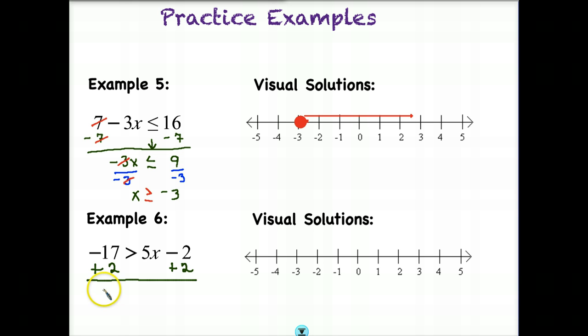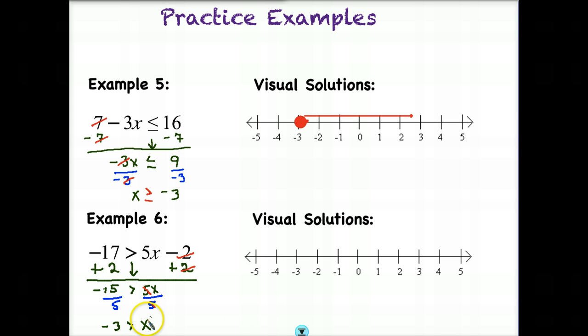Negative 17 plus 2 gives me negative 15. Bring my sign down. And then I've got the 5x. Negative 2 plus 2 goes away. That becomes 0, so I won't even write it. Okay, my final step, in order to isolate x, I would need to do the opposite, which would be divide by 5. Negative 15 divided by 5 gives me negative 3. My sign will stay the same because I did not divide by a negative number. It's a positive number. And I'm left with 1x. 5 divided by 5 turns into 1, which leaves me with 1x.